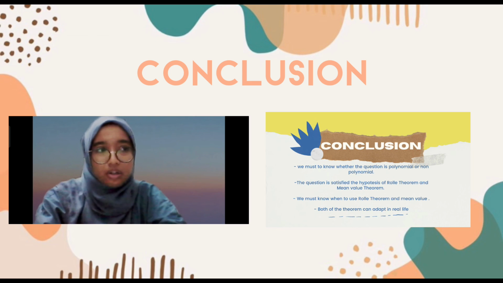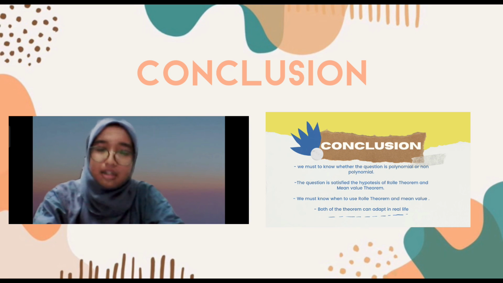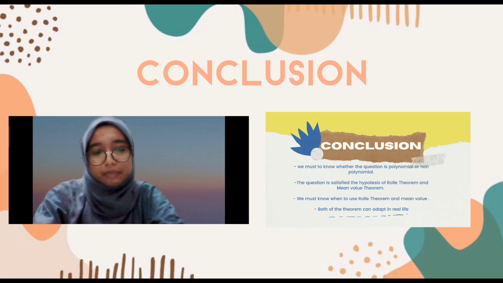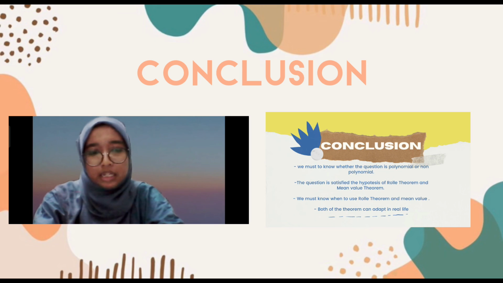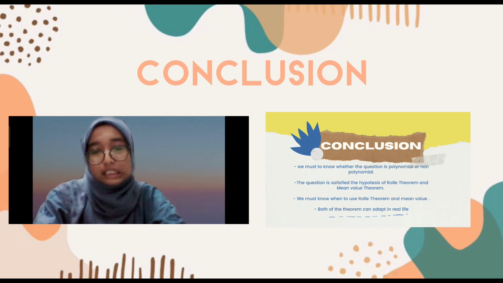Even if we don't see the value of the mean value theorem directly, this theorem is very important in mathematics and calculus. The mean value theorem is used to prove many results relating a local value of a function to a global property of the function. So that's our conclusion on mean value theorem and Rolle theorem.